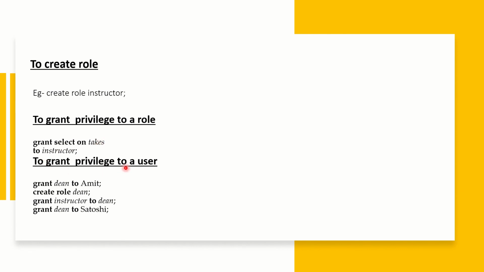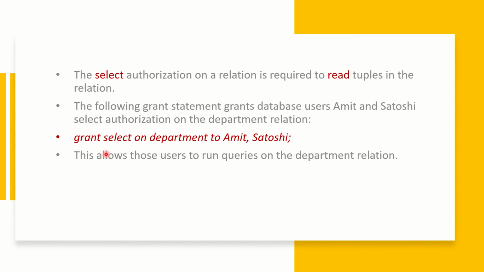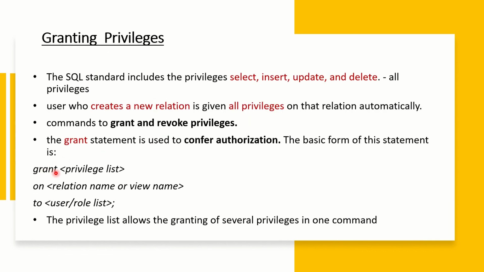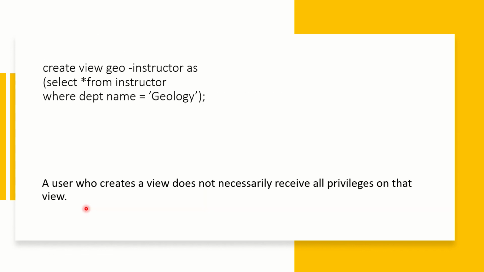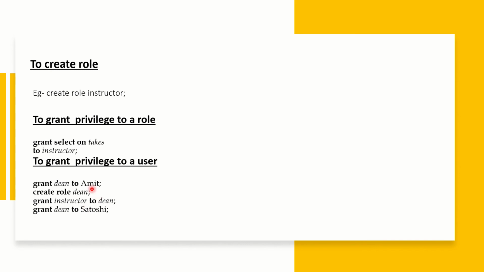Next, if you want to grant privilege to a user. As I said, in the grant statement we write the grant command, then the privilege list on the relation or table name to, and then we can write either a user or role list. We studied how to grant privilege to a role. If you want to grant privilege to a user, you specify the username.